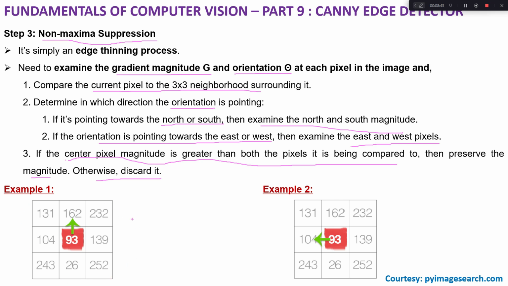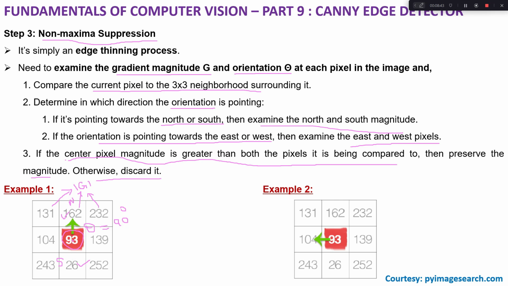So this is a gradient magnitude matrix. All these values are G values, gradient magnitude values, which we get for each and every pixel, right? Here I am going to take the center pixel magnitude. When I try to see, the theta value points in the direction of 90 degrees, so it is pointing towards the north pixel. This is the north pixel, this is the south pixel. Since the orientation is pointing towards north, we have to take the north magnitude and the south magnitude, and I am going to compare the center pixel magnitude with the south magnitude and north magnitude.